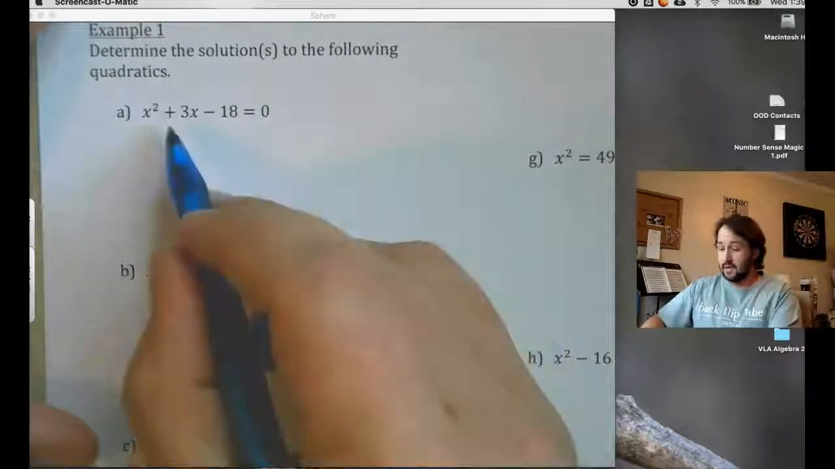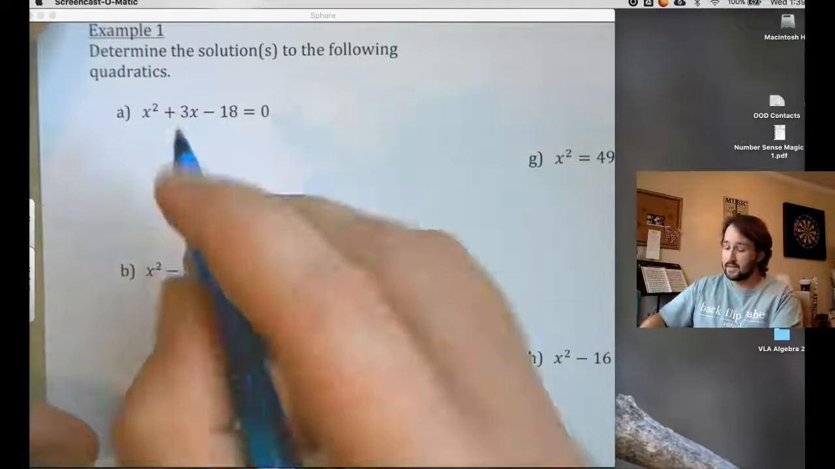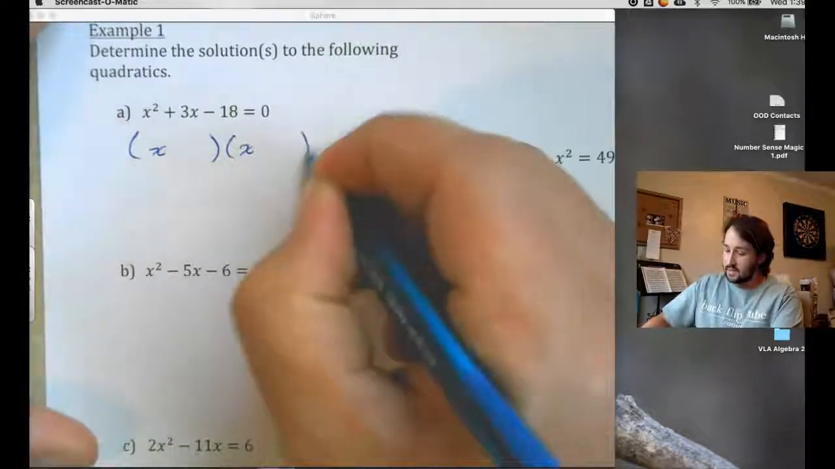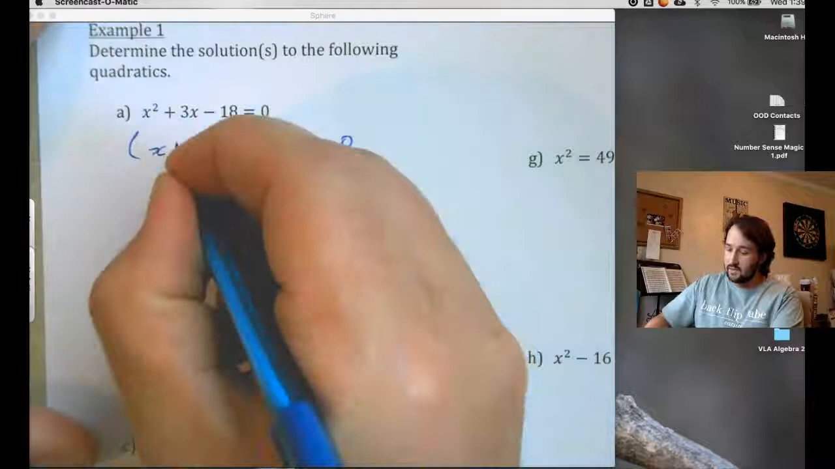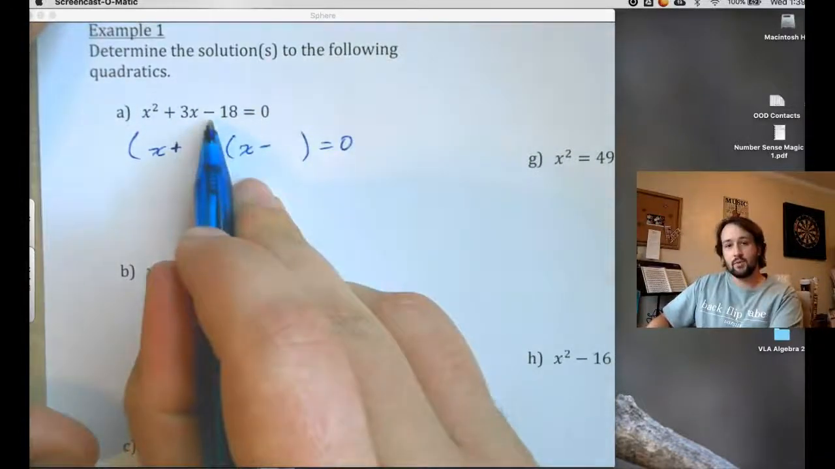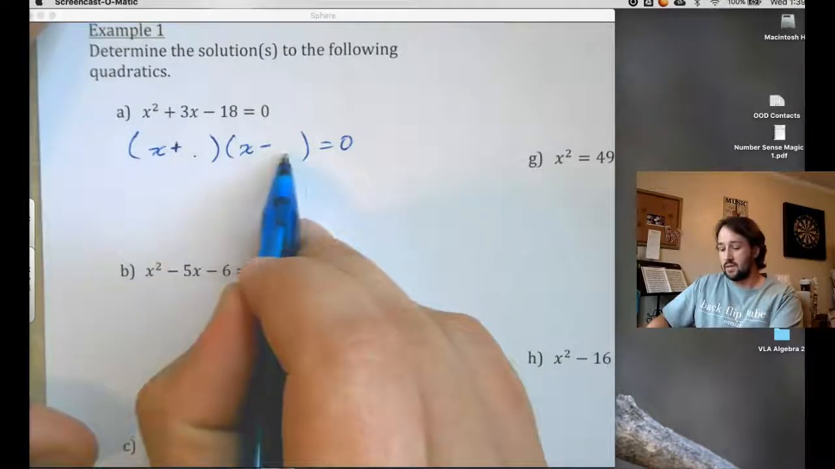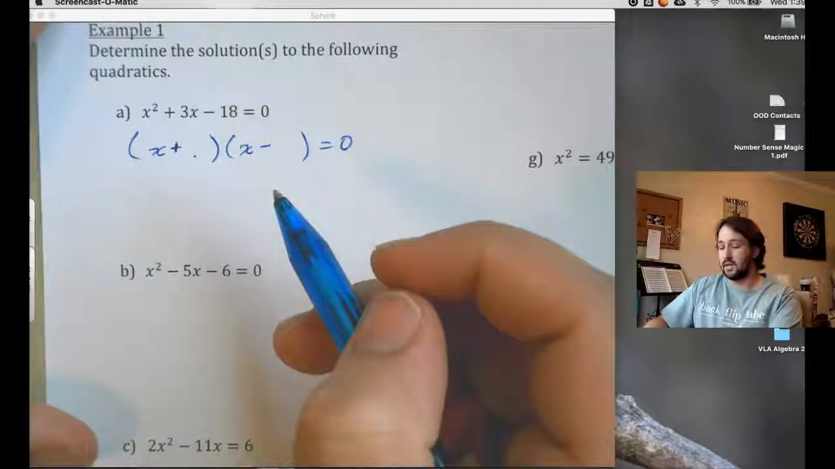So I can't just take the square root of both sides here because that has an x. So I'm going to try to factor this thing. I have an x and an x equals 0. Now I know it's going to be a positive and a negative because this is multiplying to be -18. The only thing that would go here and here to multiply to -18 would have to be a positive and a negative number. It can't be the same sign to multiply to be a negative.